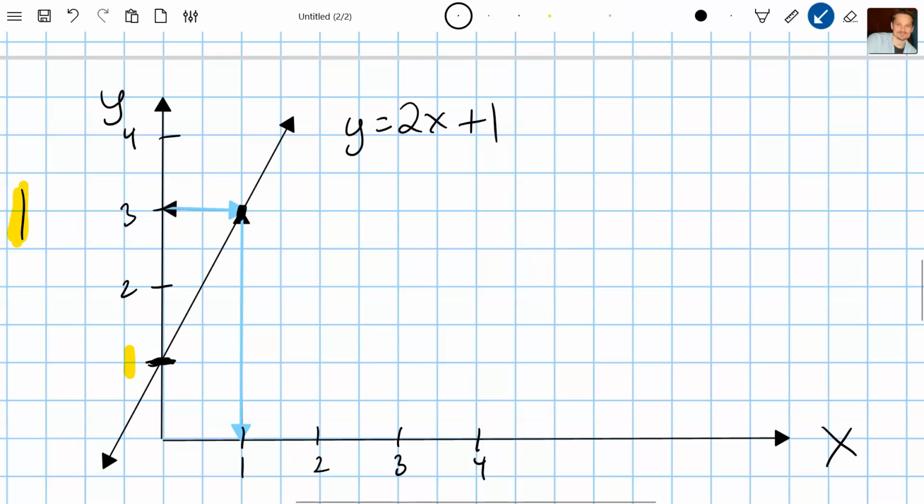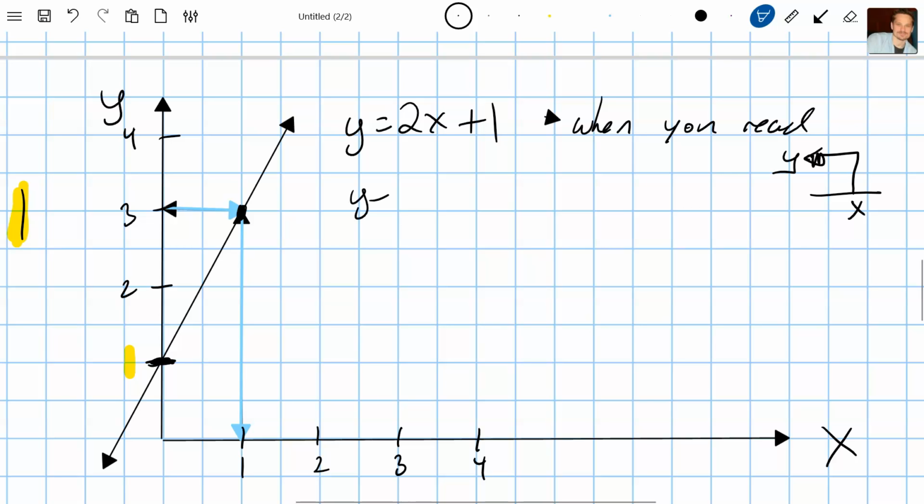Let me add a note here. That this graph, y equals 2x plus 1, is the graph that you see when you read this way, from the horizontal over to the vertical. So when you read from x to y, that's my little symbol for reading from x to y. On the other hand, when you solve, you're going to have y minus 1 over 2 equals x.